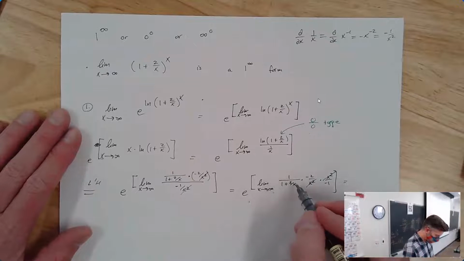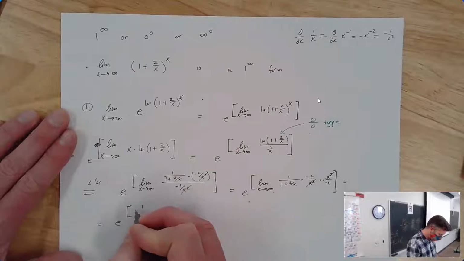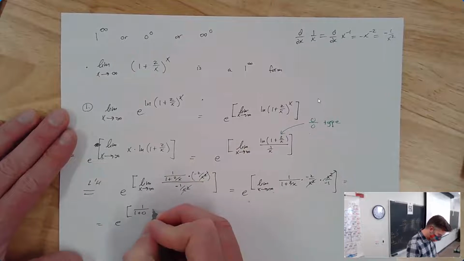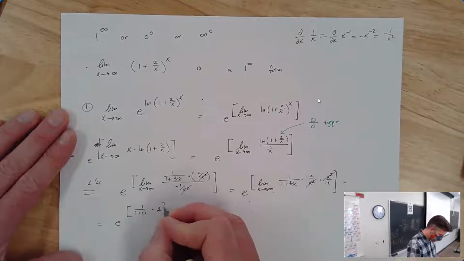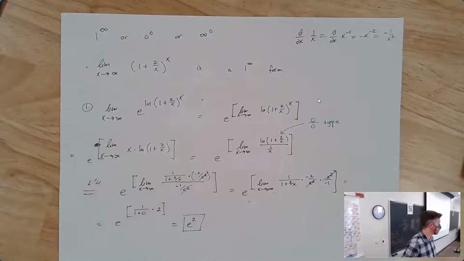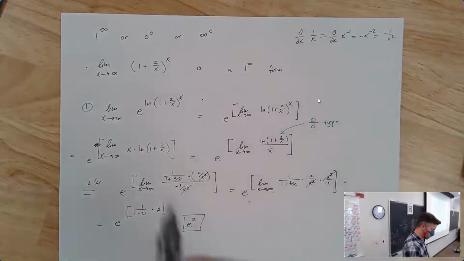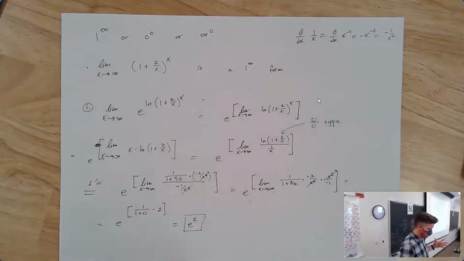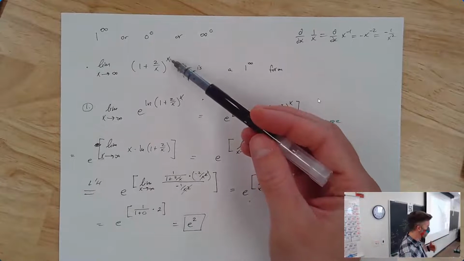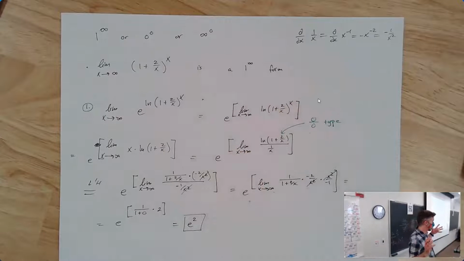As x goes to infinity, this 2 over x goes to 0. So we're left with e to the 1 over 1 plus 0 times -2 over -1, which is just e squared. So this limit is e squared. The number is approaching 1, or I should say 1 plus 2 over x is getting to 1 fast enough so that it kind of balances out the power getting infinitely large in such a way that that number gets closer and closer and closer to e to the second power. It's kind of neat.